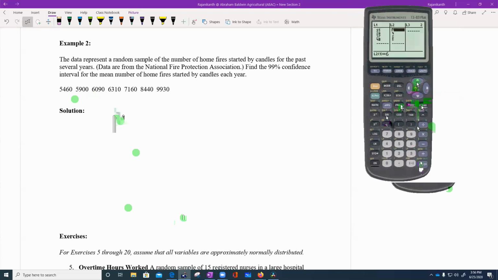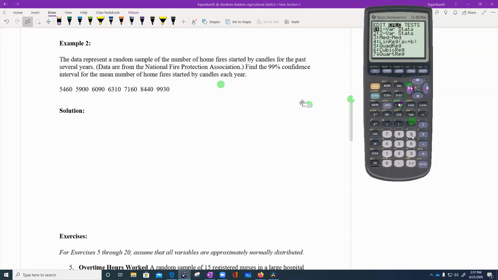So I'm going to press stat. Let me clear this first. I'm going to enter all the data values: 5460, 5900, 6090, 6310, 7160, 8440, and 9930. So I have entered all 7 data values. Now I'm going to calc, one var stats, enter.